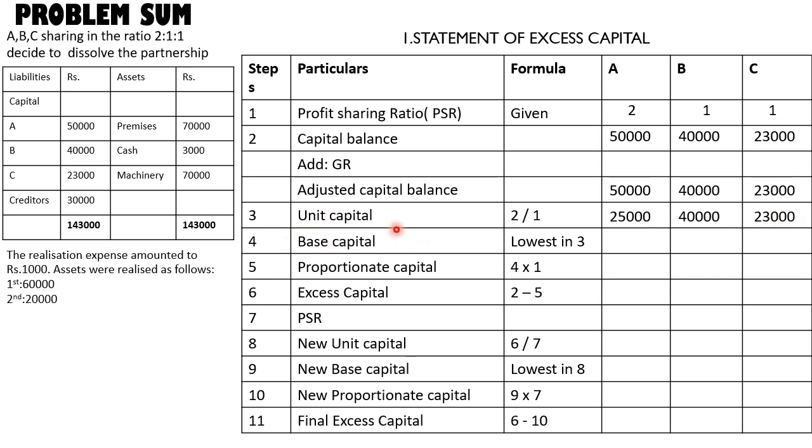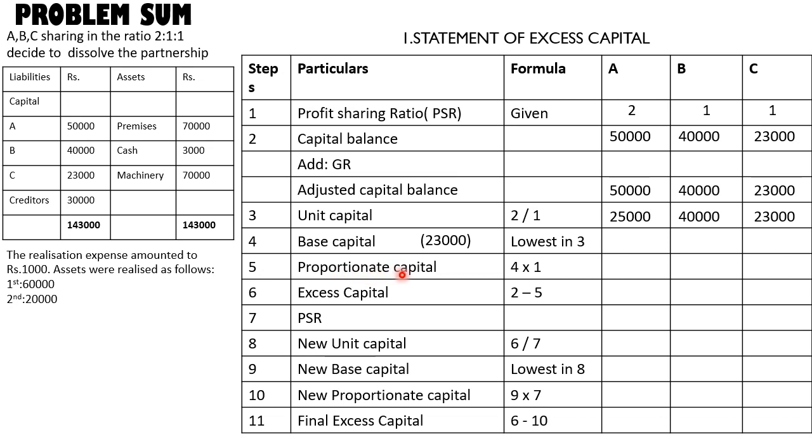Step number 4 is base capital, which is always the lowest in step number 3. So the amount lowest in step number 3 is 23,000. So we'll note down here 23,000. See that you don't note it down in any other column, it just has to be kept aside.